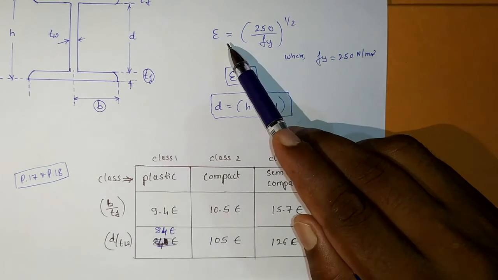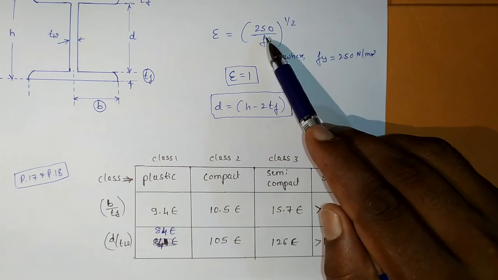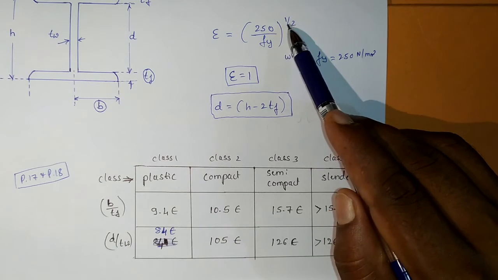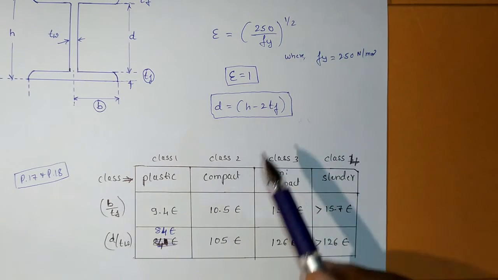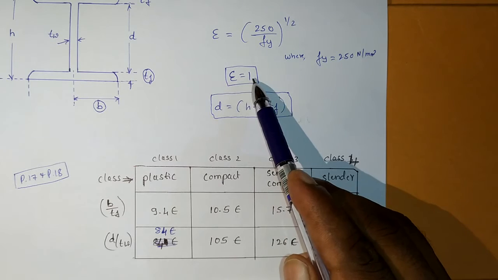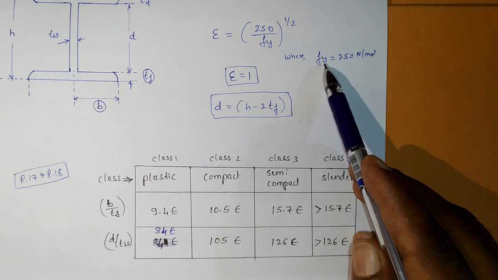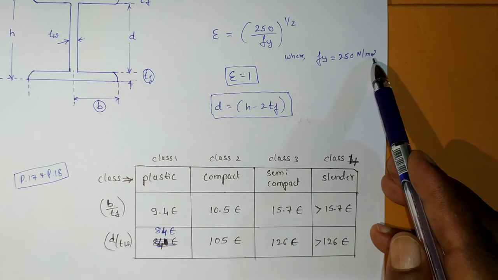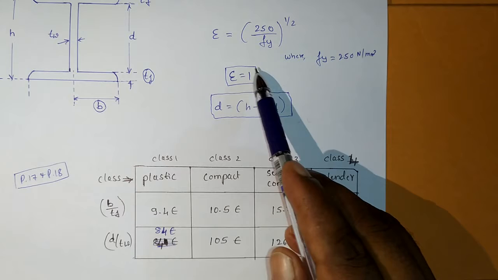Here epsilon can be calculated using this formula: square root of 250 divided by Fy, that is 250 divided by Fy to the power of 1 by 2. Normally we can take epsilon as 1. If you consider yield stress Fy equal to 250 Newton per millimeter square, we get epsilon equal to 1.